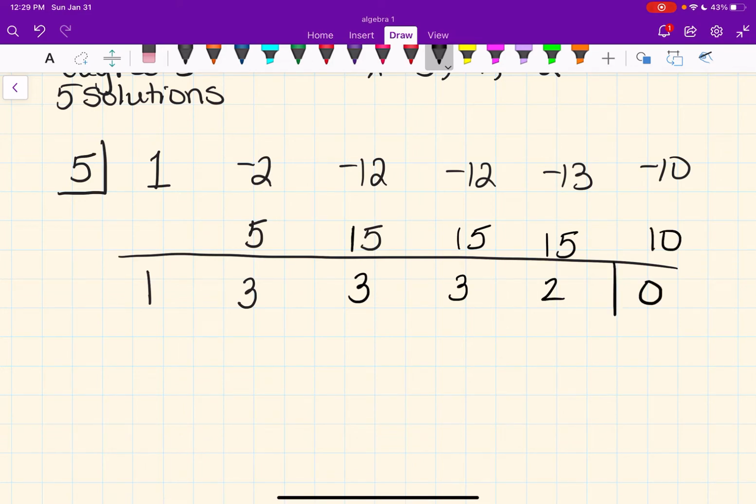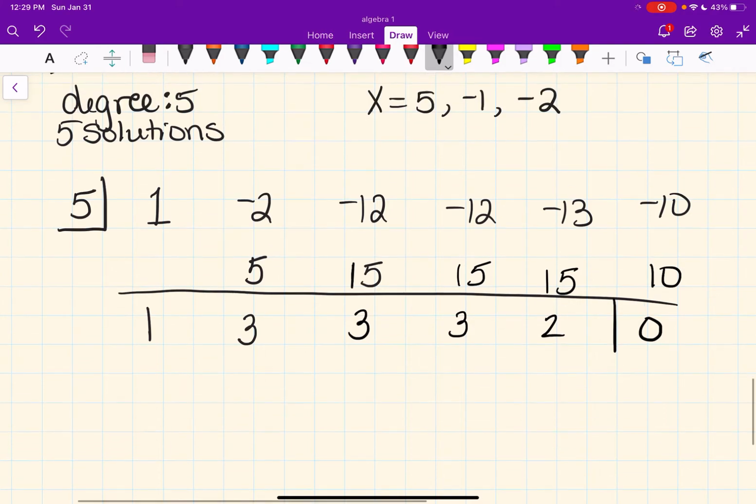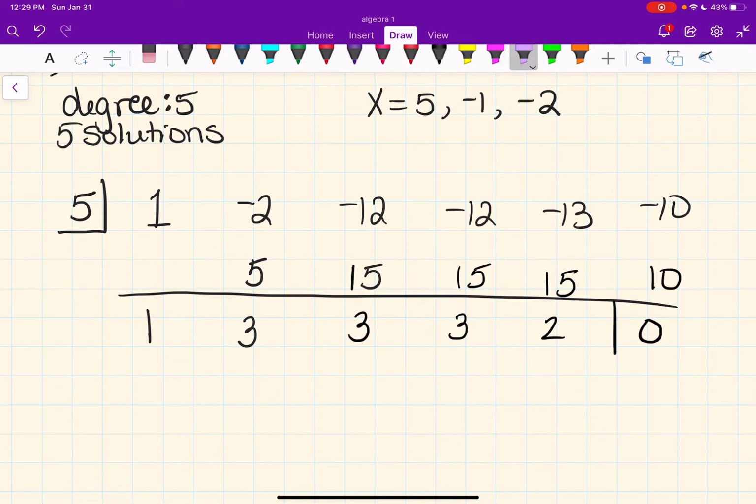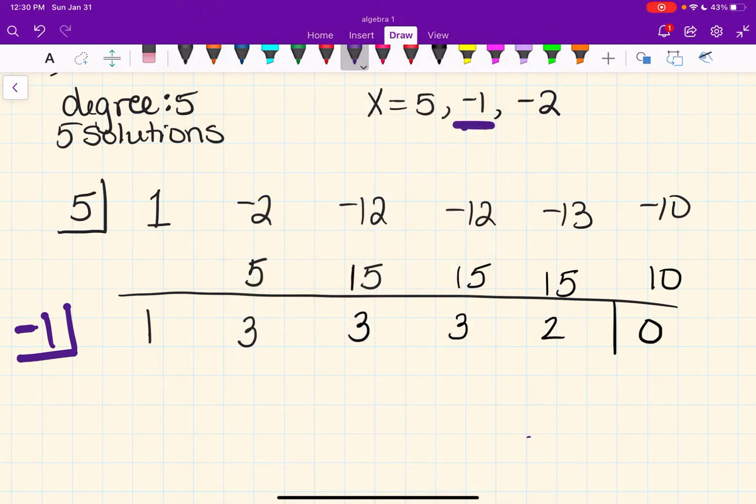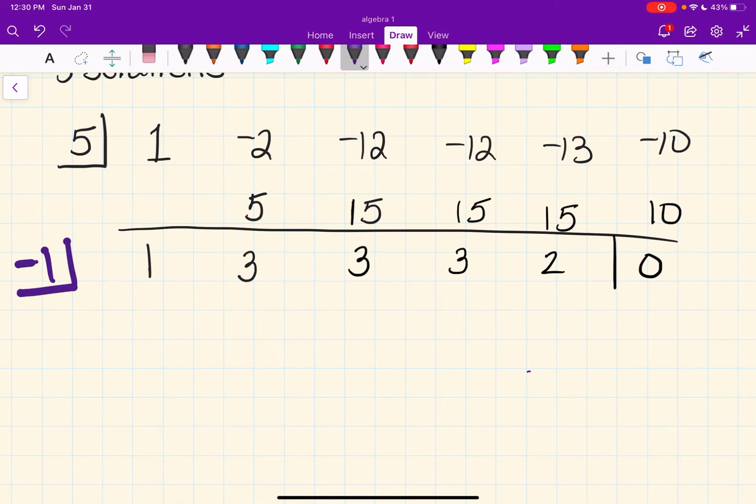We depressed it once. Now here's a shortcut. I don't need to rewrite. I'm going to use these same numbers. We're going to use the depressed polynomial, but we don't really need to write out the polynomial. So I'm going to go to my next solution, and my next solution is -1, and I'm going to use that to depress it further. Let me make this a little narrower. Okay, so we're going to depress that further. So we're just going to use those numbers again, and we're going to depress it down again.